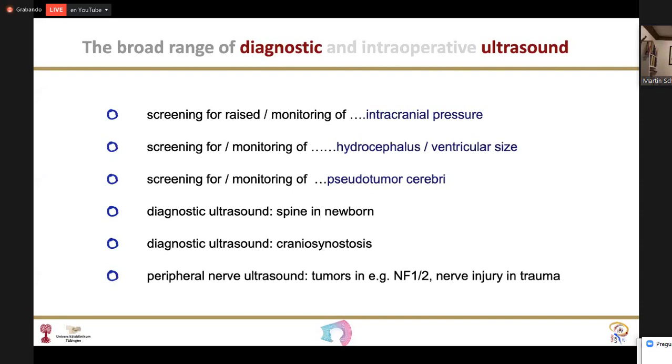And I'm also not talking about peripheral nerve ultrasound, where we use it in nerve injury or in tumors, for example, in neurofibromatosis.